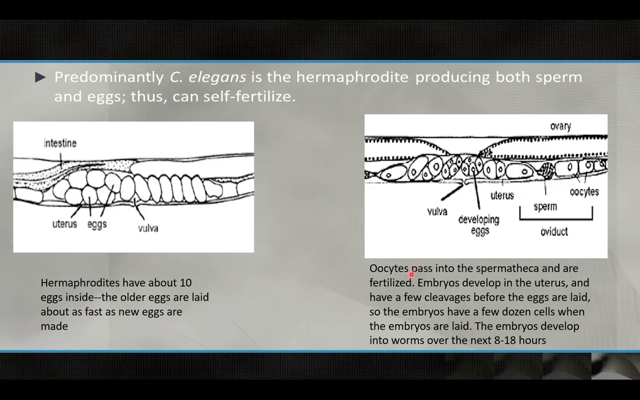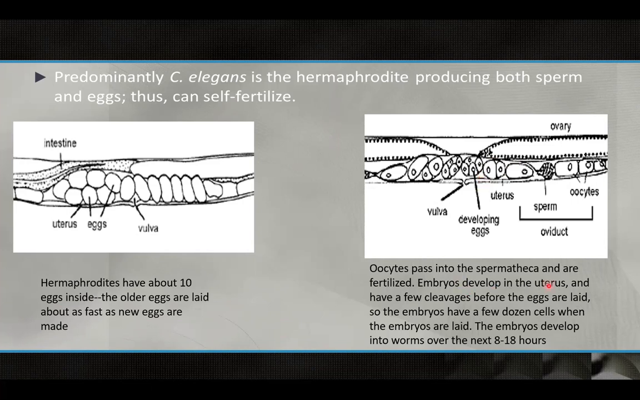So what you can find is that oocytes pass into the spermatheca and are fertilized. Oocytes move towards the spermatheca, and within the uterus, the process of fertilization takes place. And now the embryonic development is going to continue.